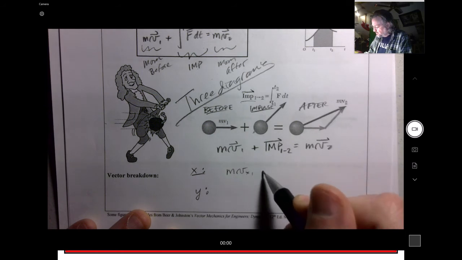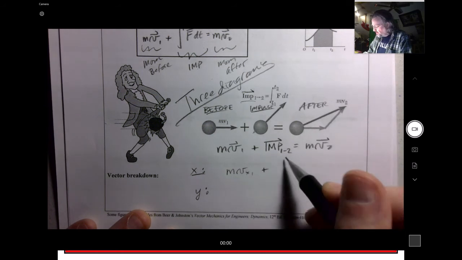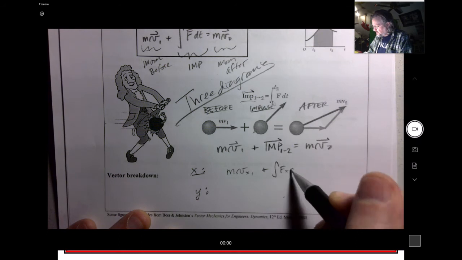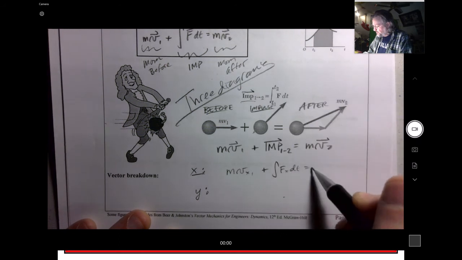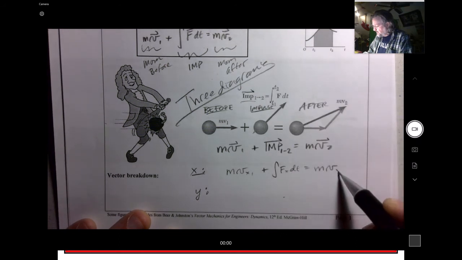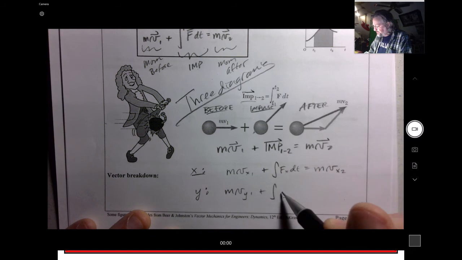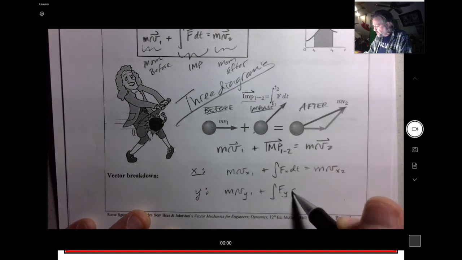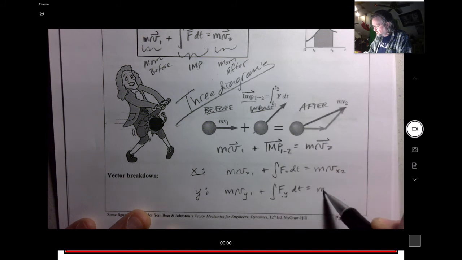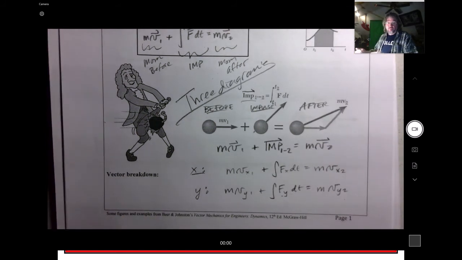x1 plus, and we might break this into the x component of its force. It's going to equal mass times velocity in the x direction 2, mass times velocity in the y direction 1, plus the integral of that, the force in the y direction, dt, and then this right there. So we break it into components.